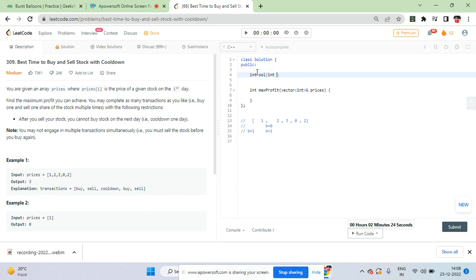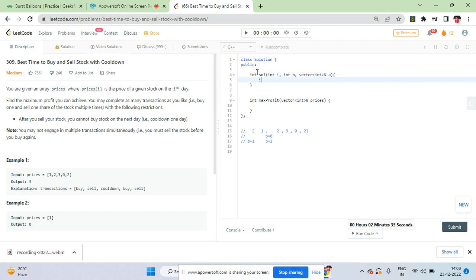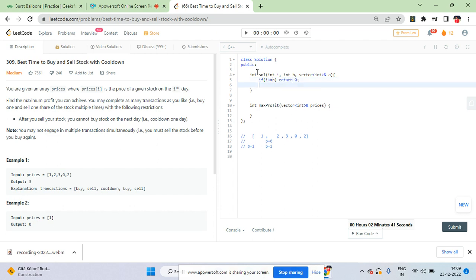Let me say this is a solution function, this is the index which you are currently at, and this is your b state, meaning whether you want to buy or you want to sell. You should have your prices array, so let's create it like a. And if your index is out of bound, let's say greater than or equal to n, you can neither buy nor sell. So let's just return 0.